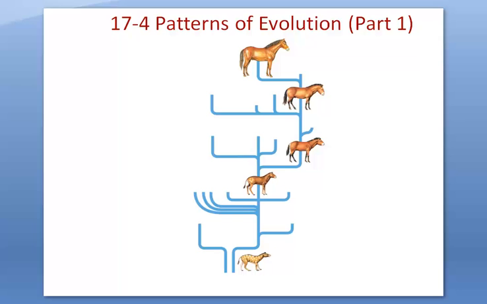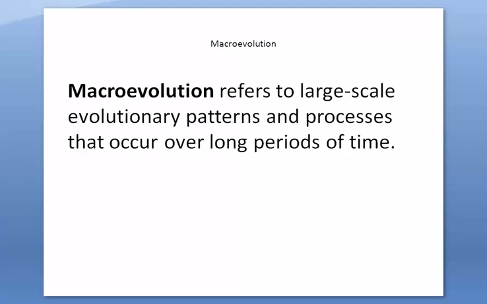So we've talked about what evolution is, and now we're going to talk about different ways that evolution can actually occur. So there's different methods, different driving forces behind the different types of evolution. And so to start today, we're going to look at what is called macroevolution.